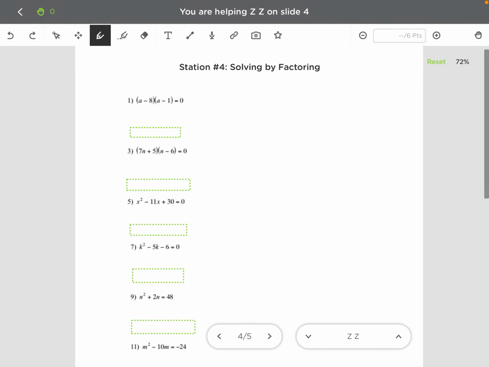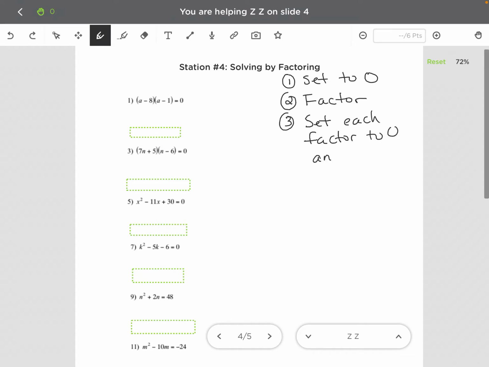So here we are going to be solving, and your final answer on all these problems will be x equals something or n equals whatever that letter is. So these are the steps that you want to go through. You want to check that the equation is always set to 0 first. Then you're going to factor if it's not factored already, and then you're going to set each factor to 0 and solve. Okay? Some of these you may not have to do all 3 steps here.